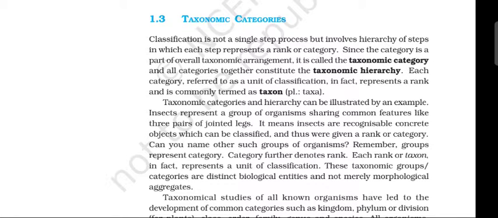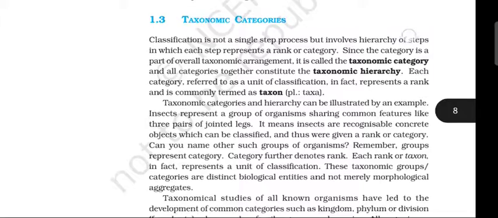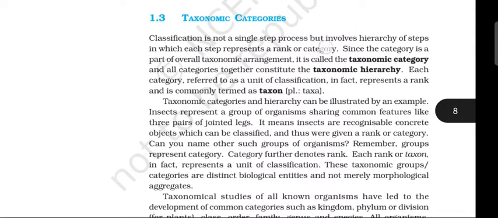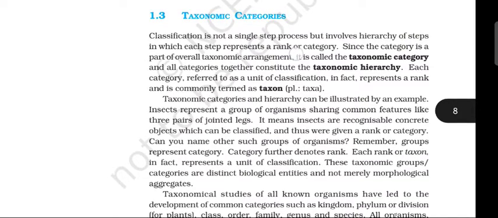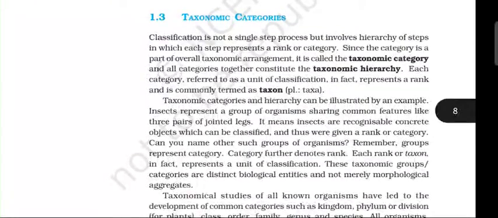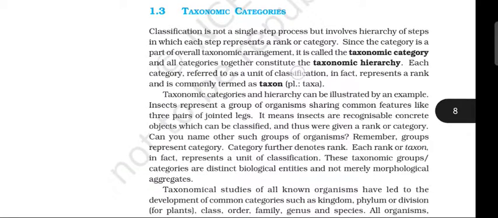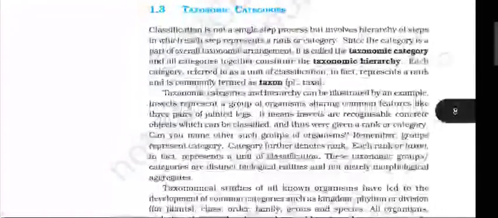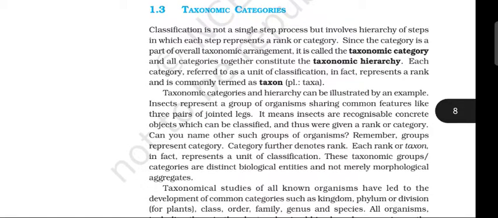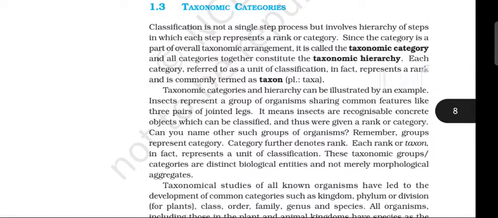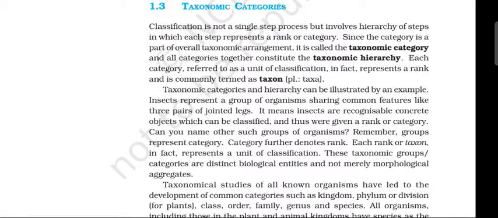Classification is not a single step process but involves a hierarchy of steps in which each step represents a rank or category. Since the category is a part of the overall taxonomic arrangement, it is called the taxonomic category, and all categories together constitute the taxonomic hierarchy. Each category, referred to as a unit of classification, in fact represents a rank, and it is commonly termed a taxon.